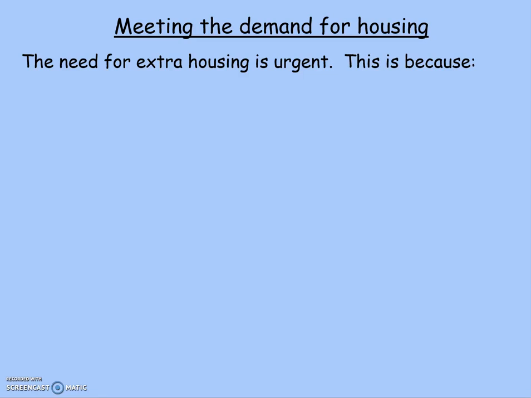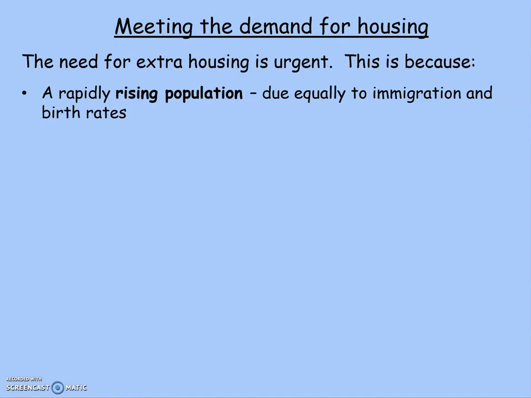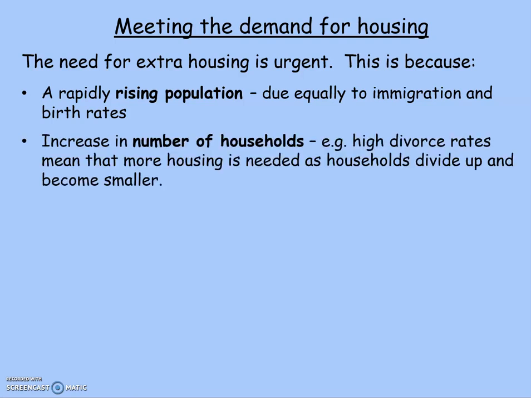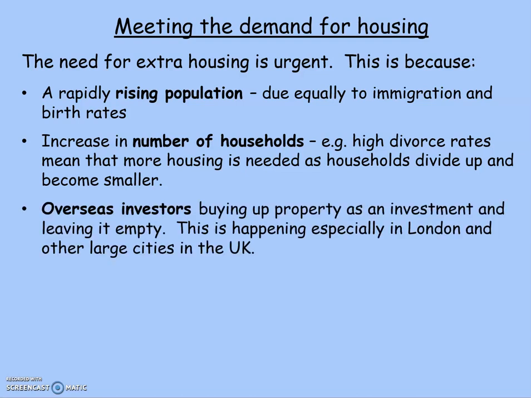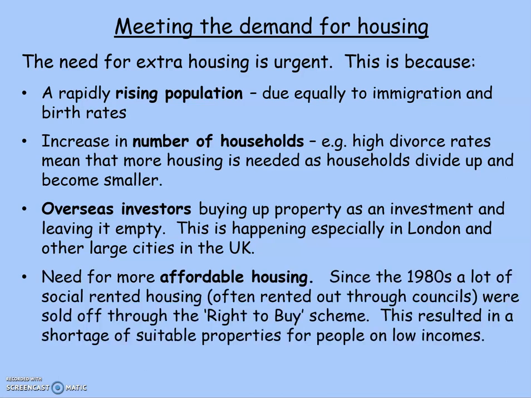Moving on, another area where the government has an impact is meeting the demand for housing. The need for extra housing in the UK at the moment is really urgent. One of the reasons is a rapidly rising population, partly due to immigration, but also birth rates. There are also more households now than before. High divorce rates mean more housing needed, as households divide up and become smaller. We have the issue of overseas investors buying up property as an investment and leaving it empty. That happens more in places like London and other large cities in the UK.